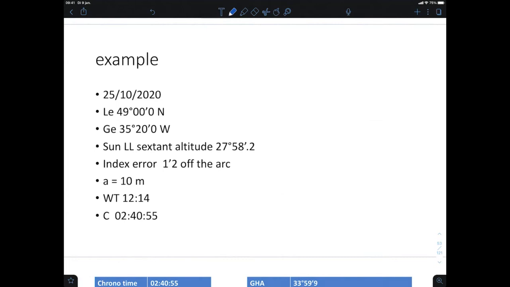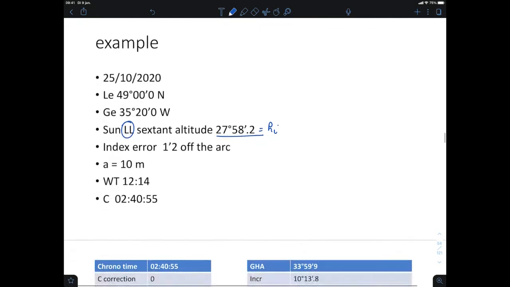So on the 25th of October 2020, at a latitude of 49 degrees north and a longitude of 35 degrees 20.0 west, we do an observation of the sun's lower limb, and we find there an instrument height of 27 degrees 58.2. Our index error is 1.2 of the arc. We know when it's off the arc, put it on, so the correction will be positive. Our height of the eye is 10 meters, watch time 12:14, chronometer time 2:40:55.